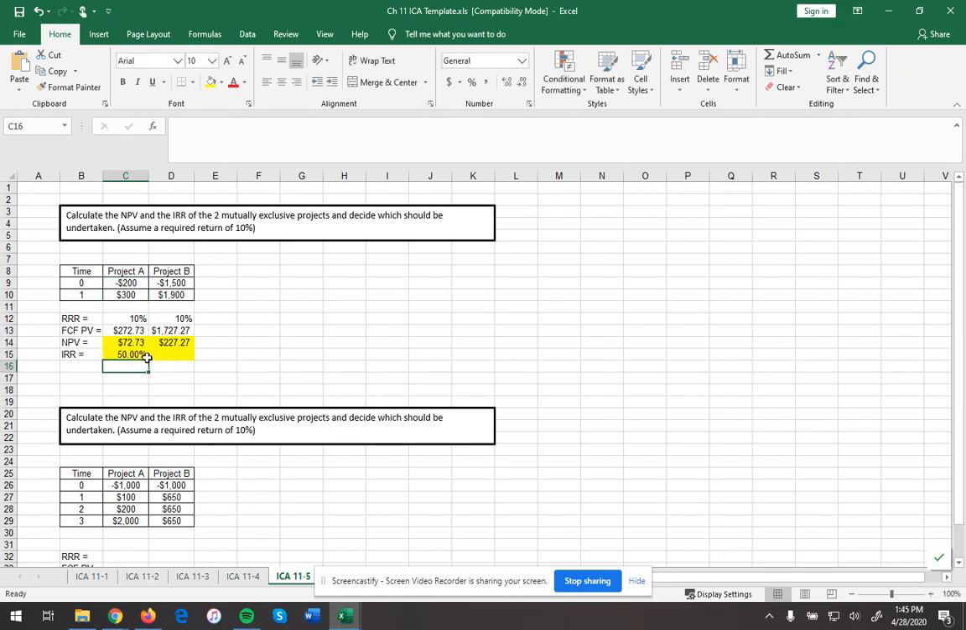So that one gives a 50% return, right? Which makes sense. We spent 200, we gained $100 more, so that would be a 50% return. And this one, project B, we only had a 26.67. So for here, NPV says choose B, and for this one it says choose A.